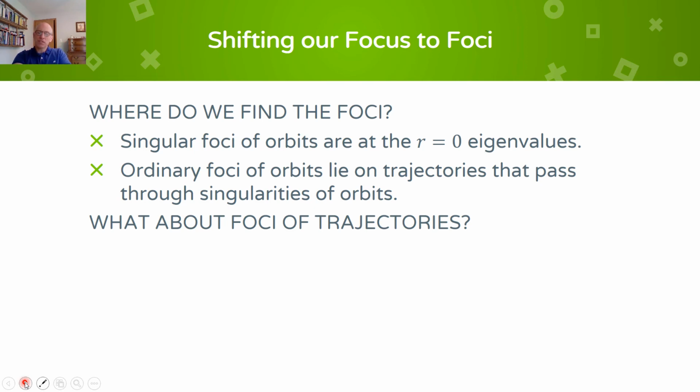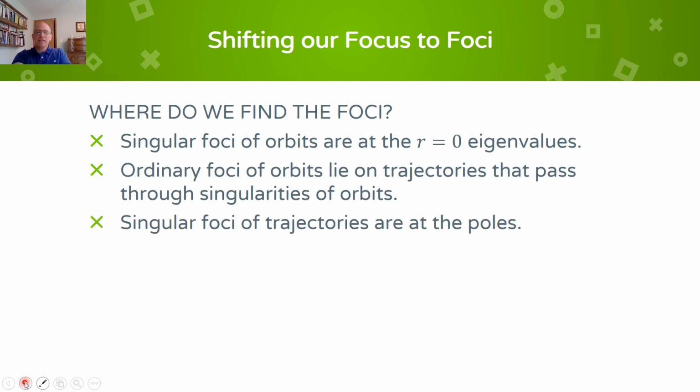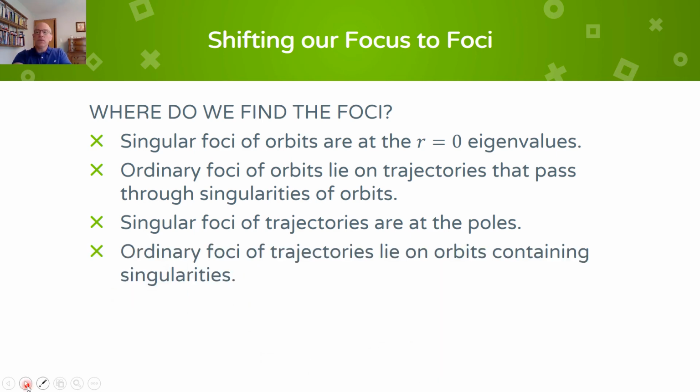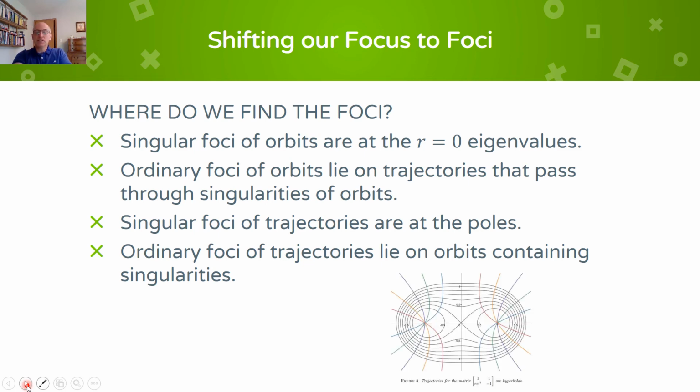What about foci of trajectories, you may ask? It turns out that the singular foci of trajectories are at the poles. So that's kind of neat, right? In this picture before, we had a pole at 1 minus i. That is a singular focus for every trajectory of this matrix, every eigenvalue trajectory. And the ordinary foci of trajectories lie on orbits containing singularities. So that's really neat too. Take a hyperbola, which is a trajectory for the 2 by 2 case, and ask where are its 2 foci? The answer? They're on the lemniscate of Bernoulli, because that's the oval of Cassini that has the singularity.